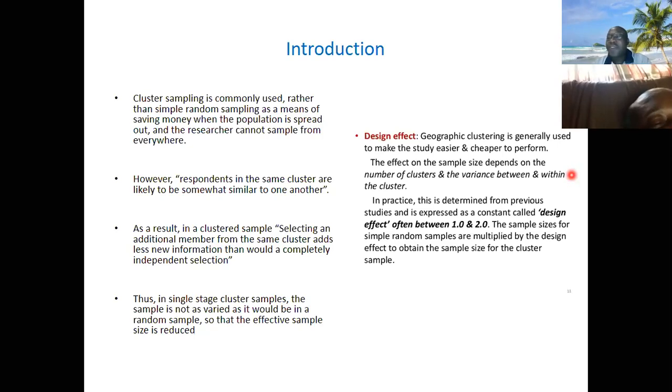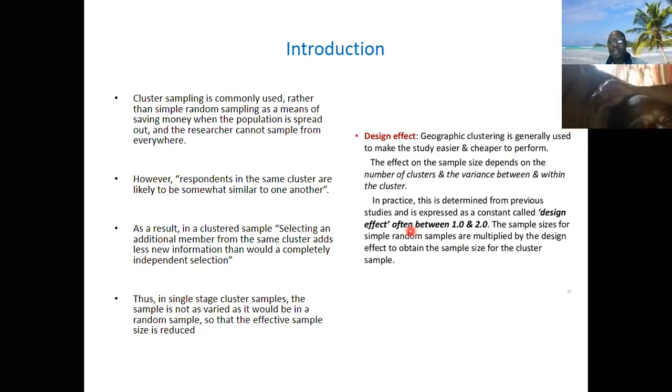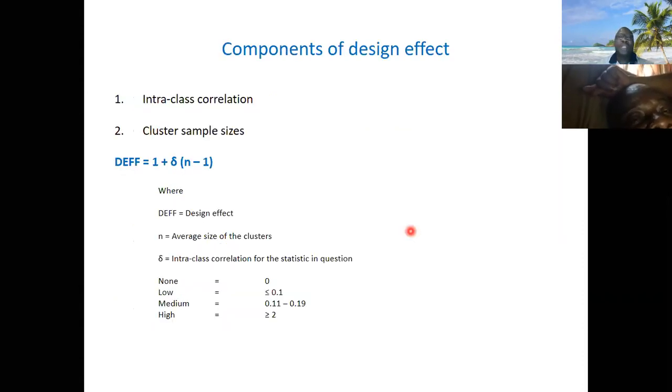So the effect depends on the size of the cluster, and also the variance between and within the clusters. Variance just means the attribute you are measuring: do they vary much? Do they correlate much? That's why we are going to talk about intra-class correlation. In practice, this is determined from previous studies and expressed as a constant called the design effect. The sample size for a simple random sample is multiplied by the design effect to obtain the sample size for the cluster sample. You're going to get to know it very well and understand it better.